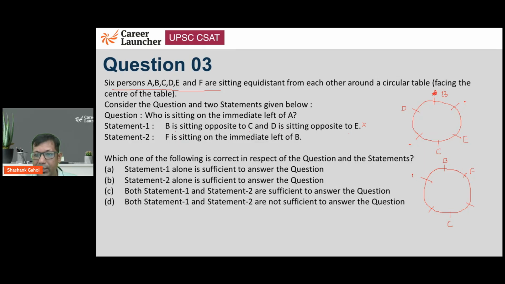If B is here, C must be here. It means at this place, D can be here or E can be here. At this place, E can be here or D can be here, because D and E are sitting opposite to each other. Now, what is the place that is left out? That is this place, and A is sitting here. Who's sitting immediate right of A? That is C. Who's sitting immediate left of A? That can be either D or E. So basically, I cannot answer this question definitely, because I don't know if D is here or E is here. So my answer to this question is going to be option D, that both statements together are not sufficient to answer the question, even if I take both the statements simultaneously.